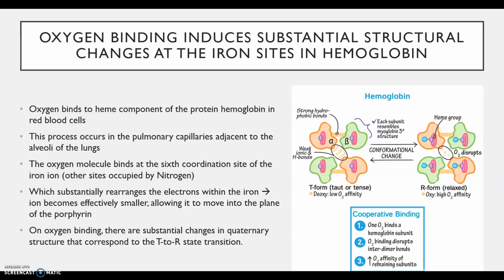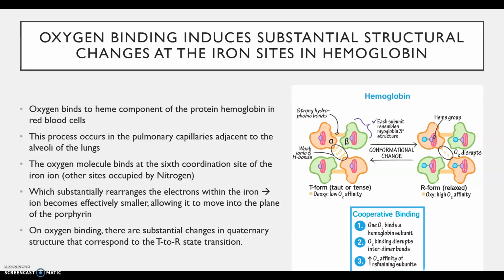This binding is going to substantially rearrange the electrons within the iron ion, which makes that ion effectively smaller, and it's going to allow it to move better into the plane of the porphyrin. And on oxygen binding, as shown in the picture to the right, there are going to be substantial changes in the quaternary structure that correspond to this T to R state transition that is occurring.